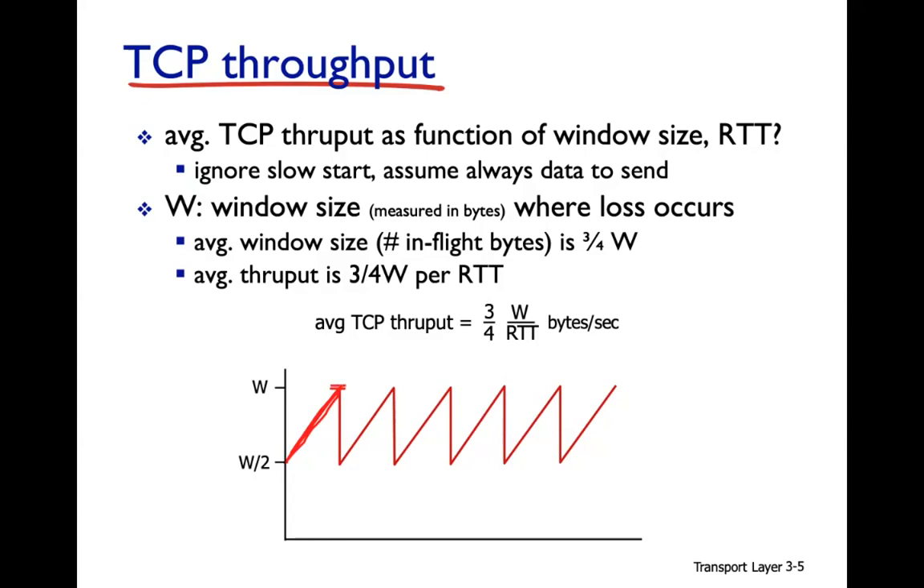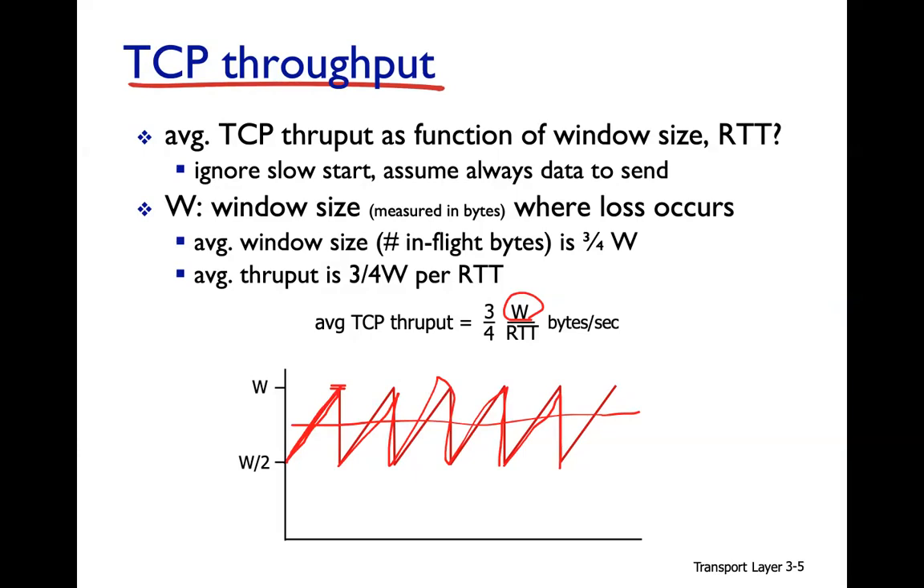But what you can do is, at this point, I just go back to half, like Reno. And then we increase linearly, then jump back to half of the size, and then increase linearly, then jump back to half. If this is the case, then we know that the average throughput will be 3/4 of the window size over the RTT. The window size is in bytes, RTT is in seconds. So this is the average throughput.